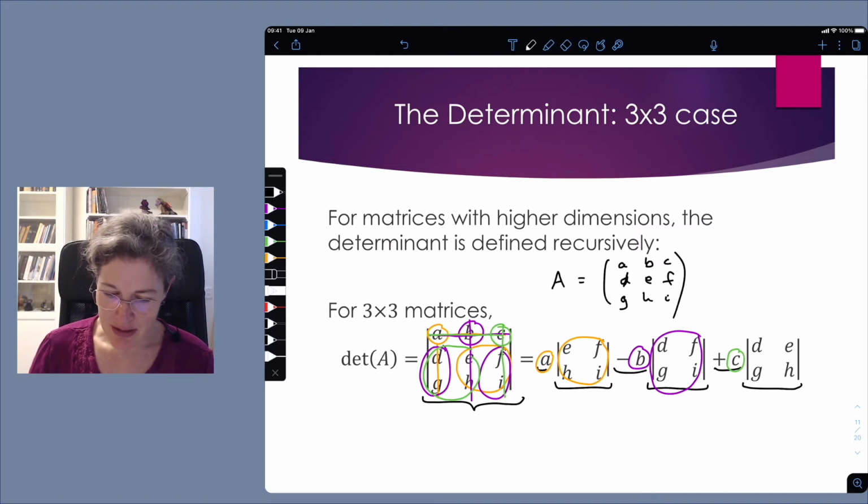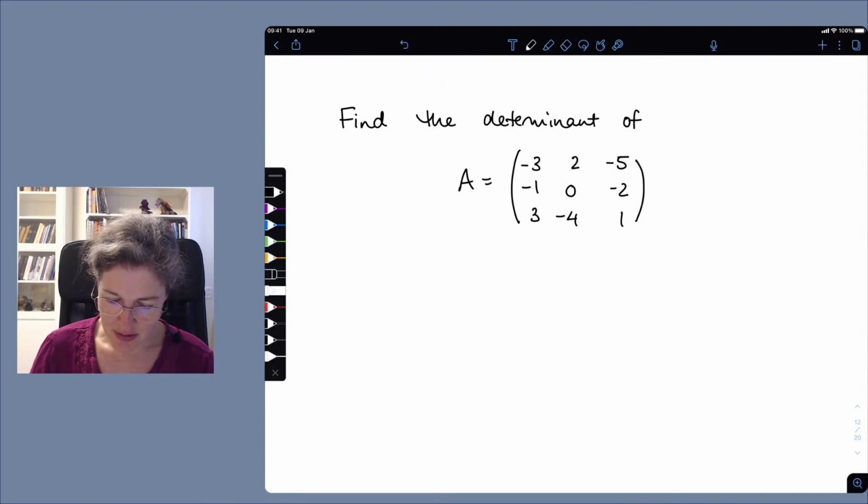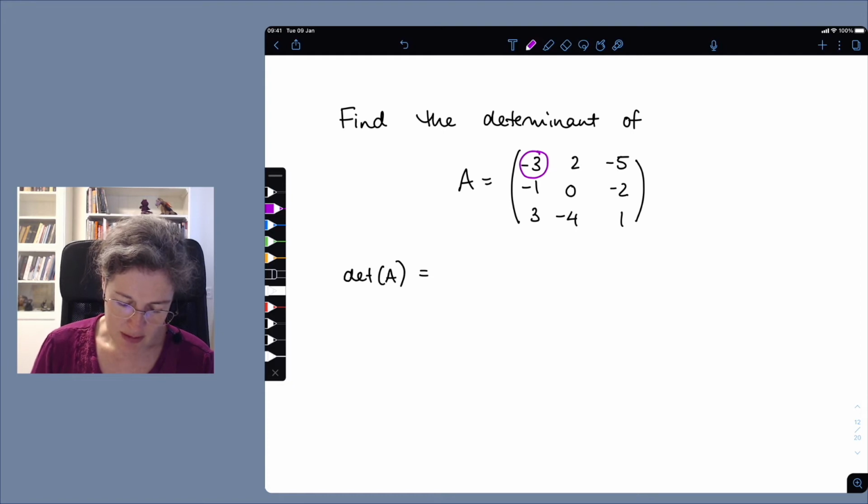But just to give us a little bit of practice, let's find the determinant of this matrix over here. So our determinant of A is going to be, all right, the first thing is we look at our A, which is in this case minus 3, and we want to times it by the determinant of, so I'm just going to put lines here to say I'm ignoring the first row and column, and we want the determinant of 0, minus 2, minus 4, 1.